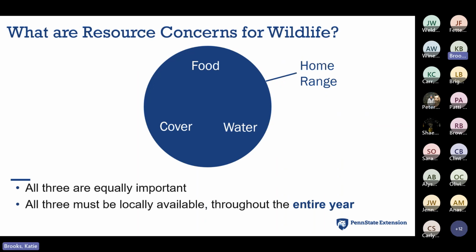So all wildlife, we obviously all know this, they need food, cover, and water, and they need all three of these. Typically in Pennsylvania, water is readily available and not limiting, so we don't talk about that too much. I'm not going to cover that much in the coming slides because it's not a limiting factor typically in this area. But the important part about these resources is that they need to have all three available throughout the entire year.